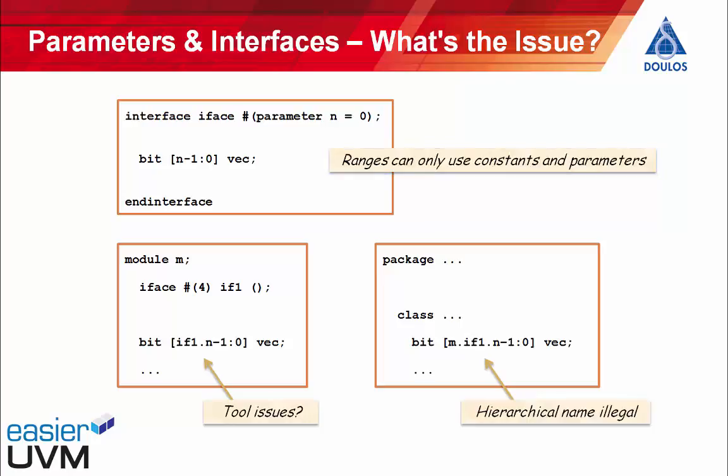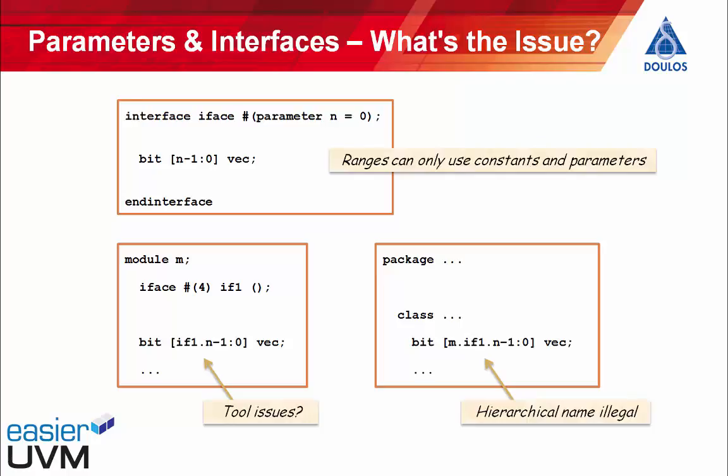So if we need any kind of parameterized range within a SystemVerilog interface or module, then the expressions that make up that range have to be based on parameters, not on variables. So we're really bound to make use of SystemVerilog parameters if we want to create parameterized module-based code.